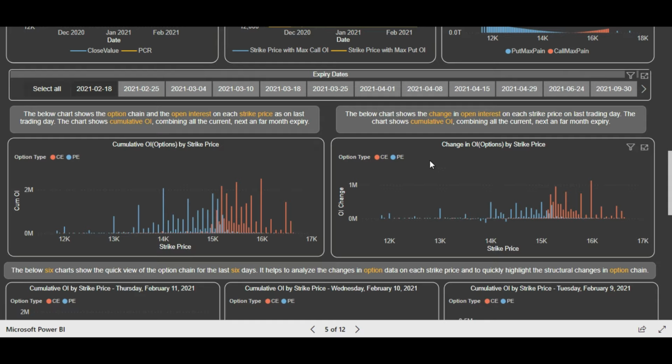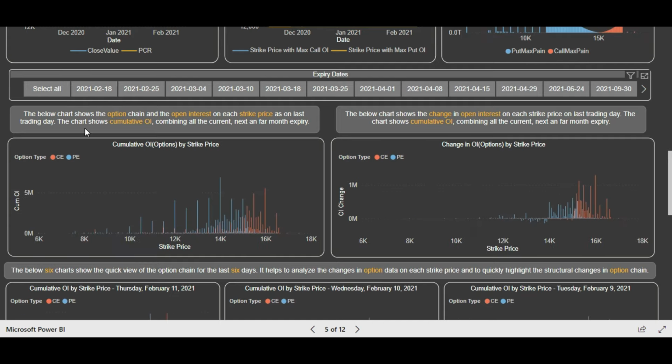Similarly, if you want to see the other expiry, you can click that particular date, and if you want to reset, you just click on this particular date and the data will be reset and you will be seeing the cumulative open interest data. So friends, here we are with the cumulative open interest data.